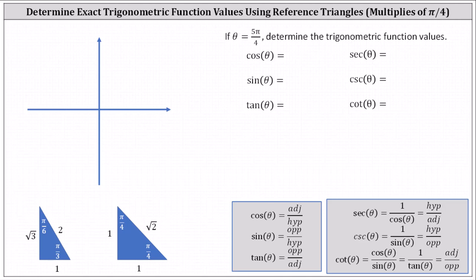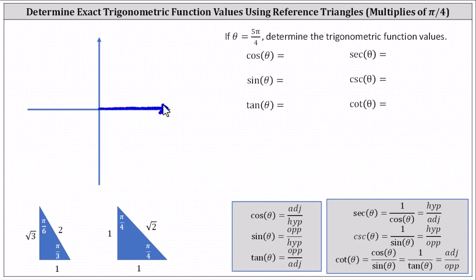In this lesson, we will use a reference triangle on the coordinate plane to determine the 6 trigonometric function values for theta equals 5 pi divided by 4 radians. We begin by sketching the angle in standard position. The initial side is along the positive x-axis.